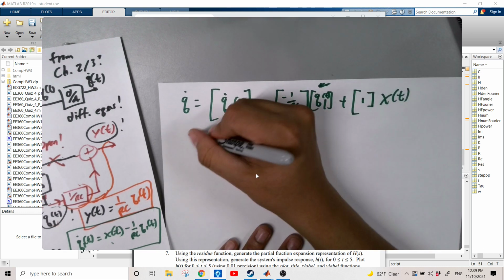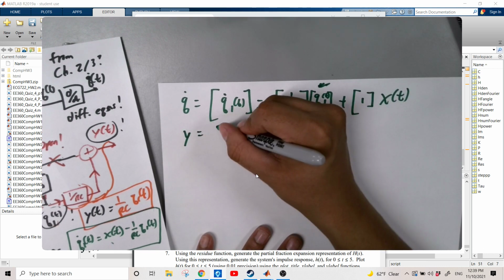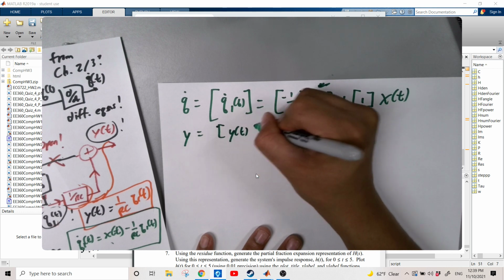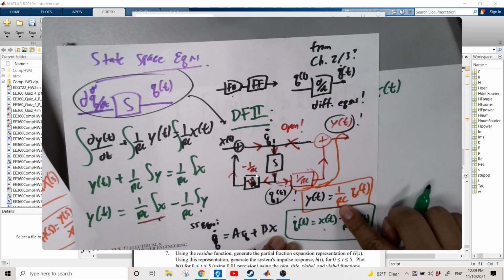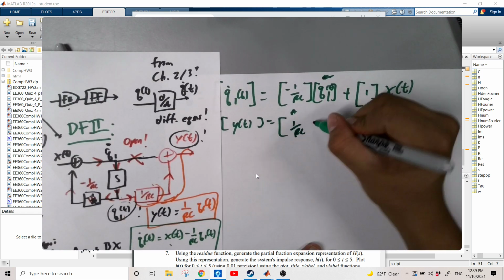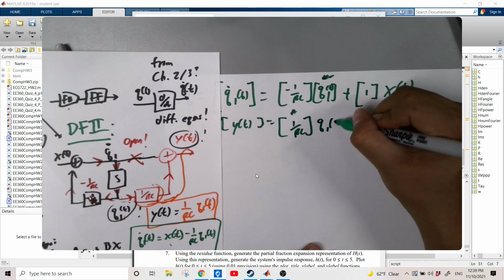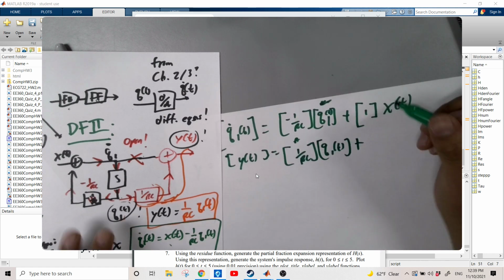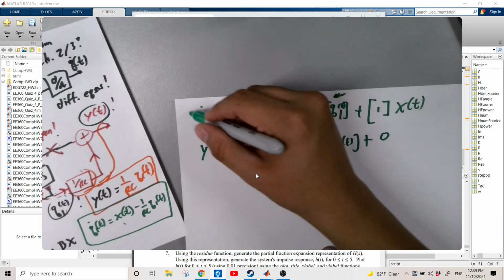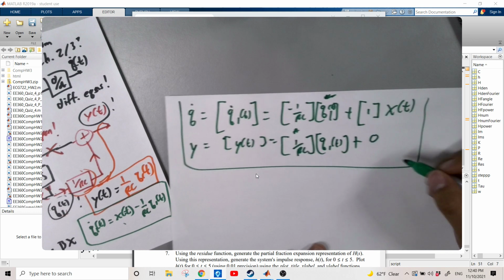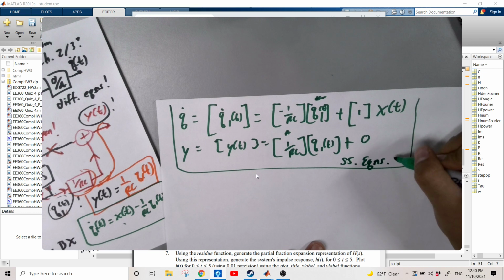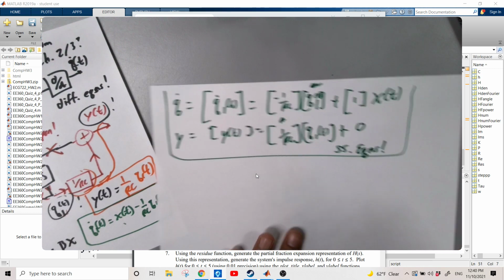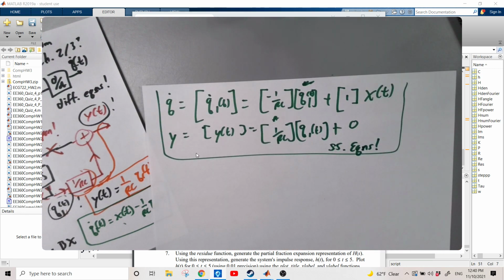And then our output y of t is equal to, what's our C? Here's our Q1, here's our C, 1 over RC, Q1 of t, plus, well, we don't have an input here, so that means this is 0. So there we go. See, that's our SS equations. Pretty cool, right? All right, now let's just punch this into your Matlabs.